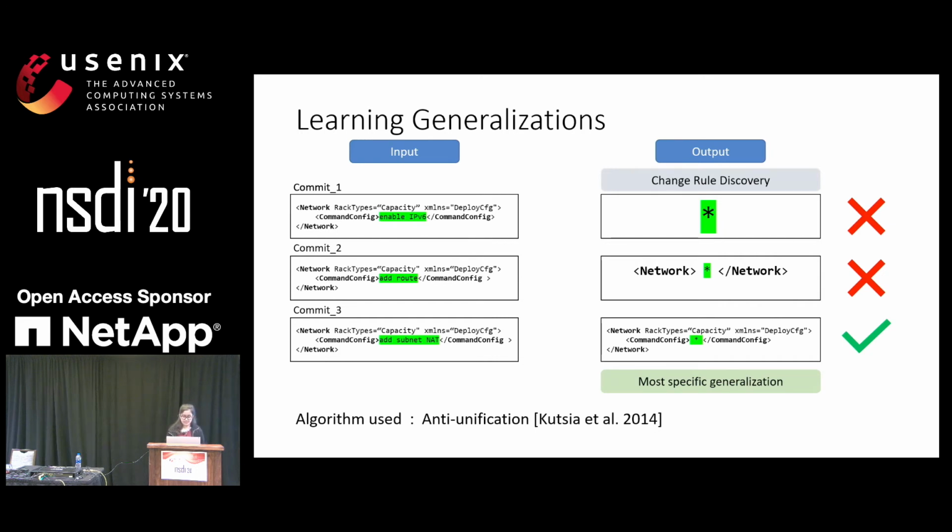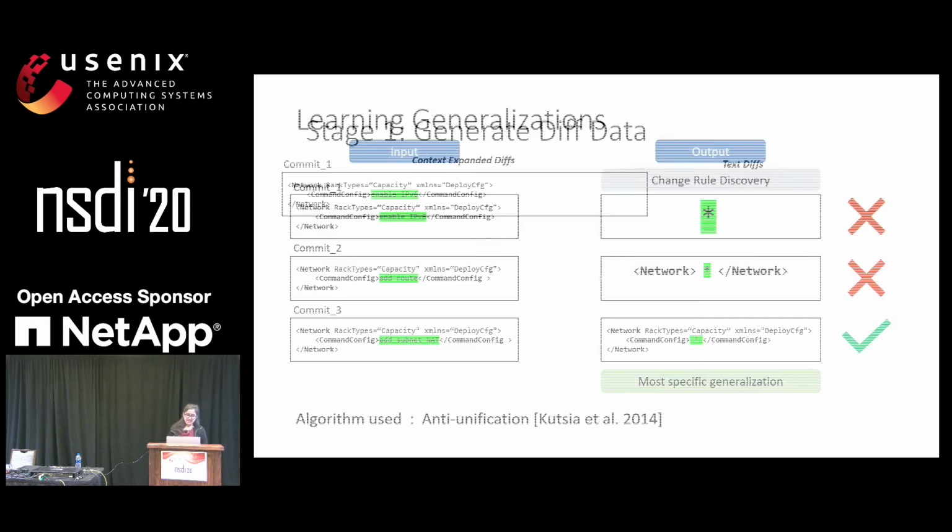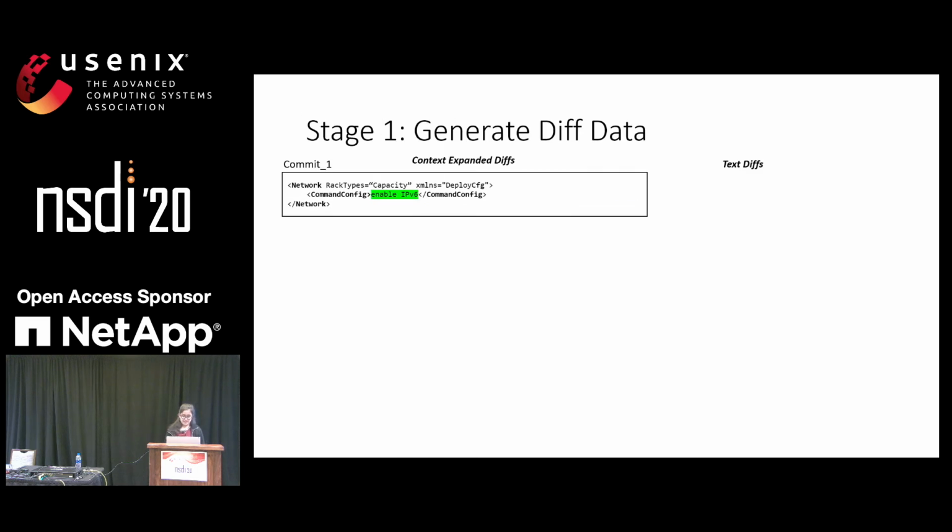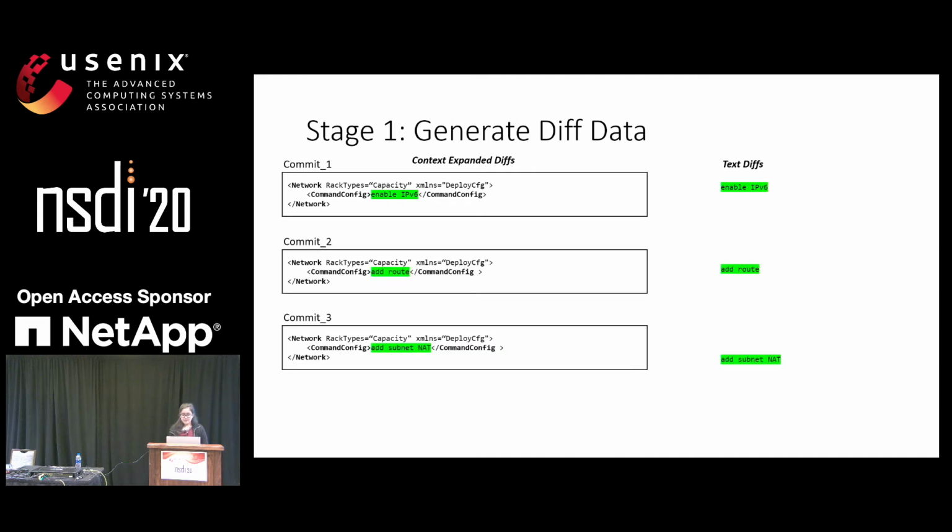The reason we opted for anti-unification is because we realized that the configuration files have some sort of structure present in them, and this technique helps us to exploit this structure very well. To use this algorithm, the first step is to generate the diff data. So again, taking back the previous example, in this case, there was a change made in command config node, and if I just extract the text diff out of it, this is how it is going to look. For the first example, the text diff is enable IPv6. Similarly, for the other two examples, these are how the text diffs would look.